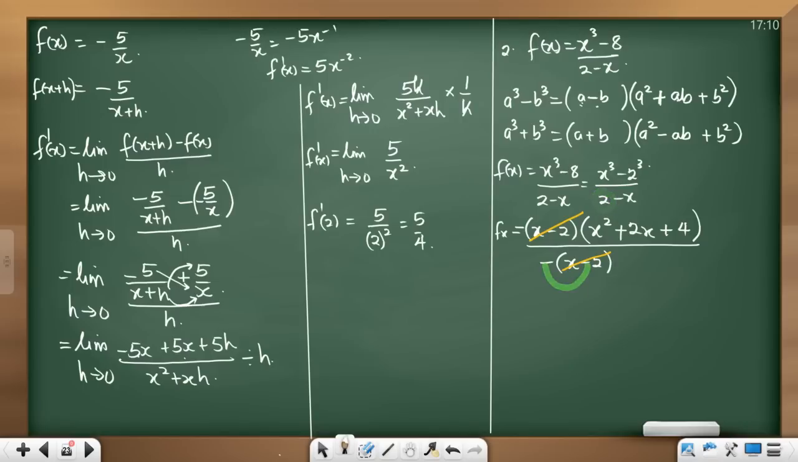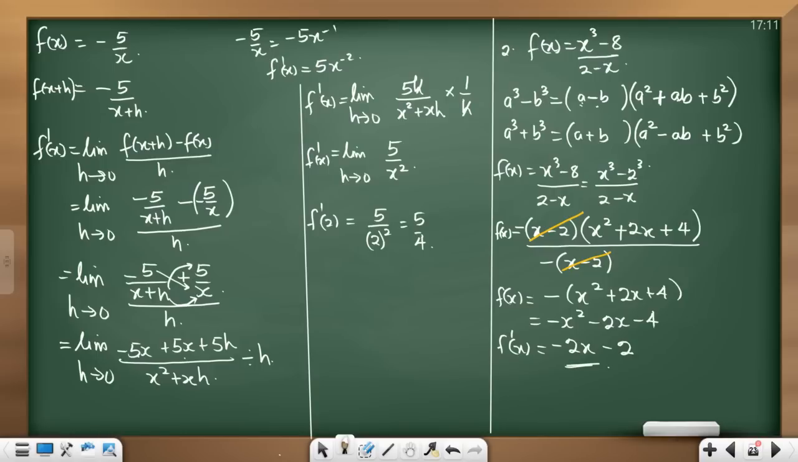This is still f of x, my dear learners. We haven't derived yet. Negative x squared plus 2x plus 4, which is negative x squared minus 2x minus 4. Now, what is f prime of x going to be? Negative 2x minus 2. I hope that makes sense. Negative 2x minus 2. Let's move on quickly for the next one.